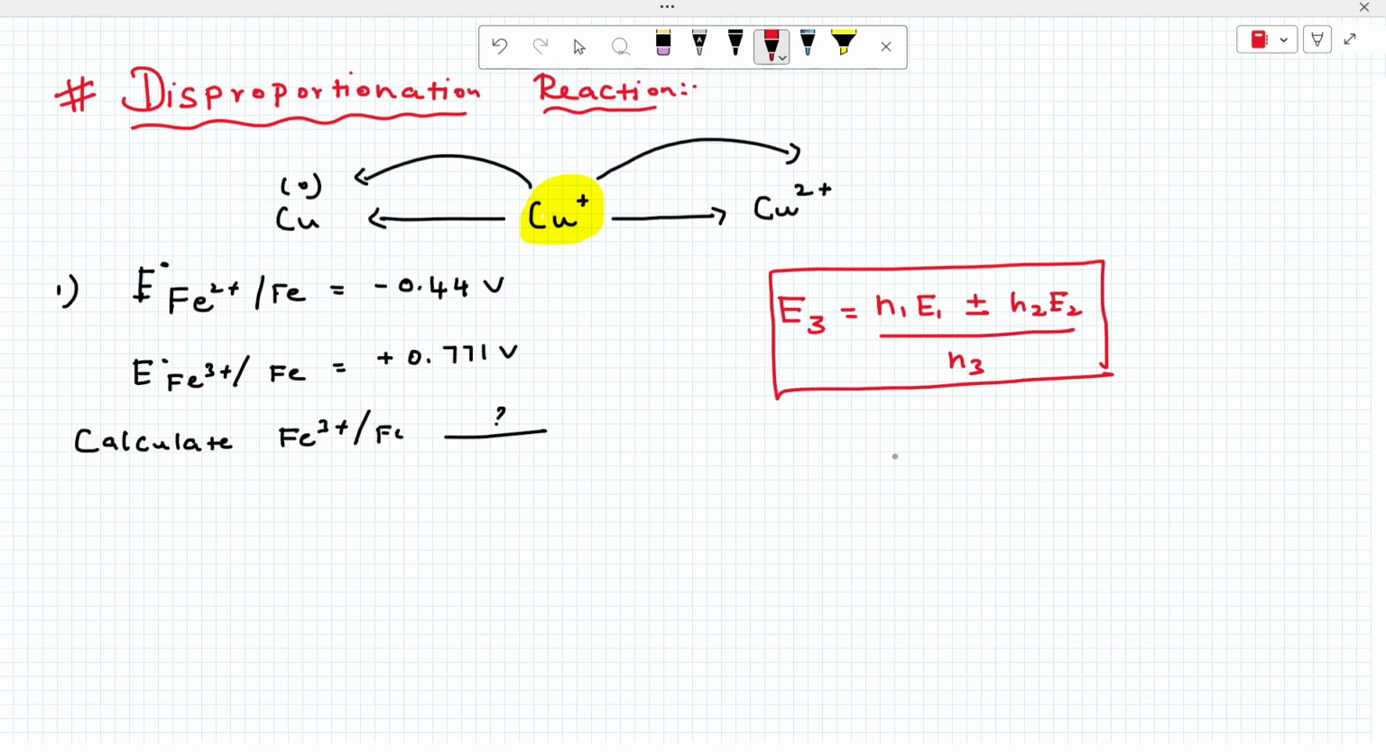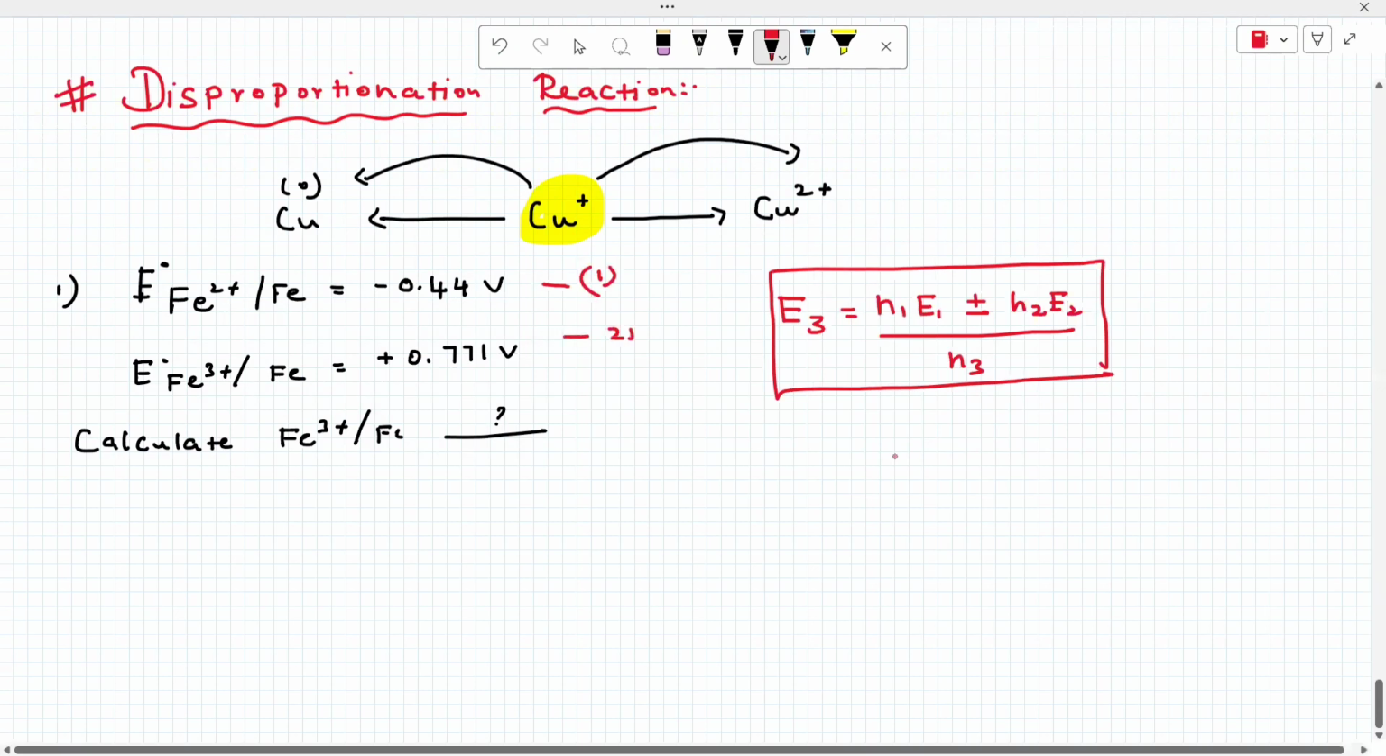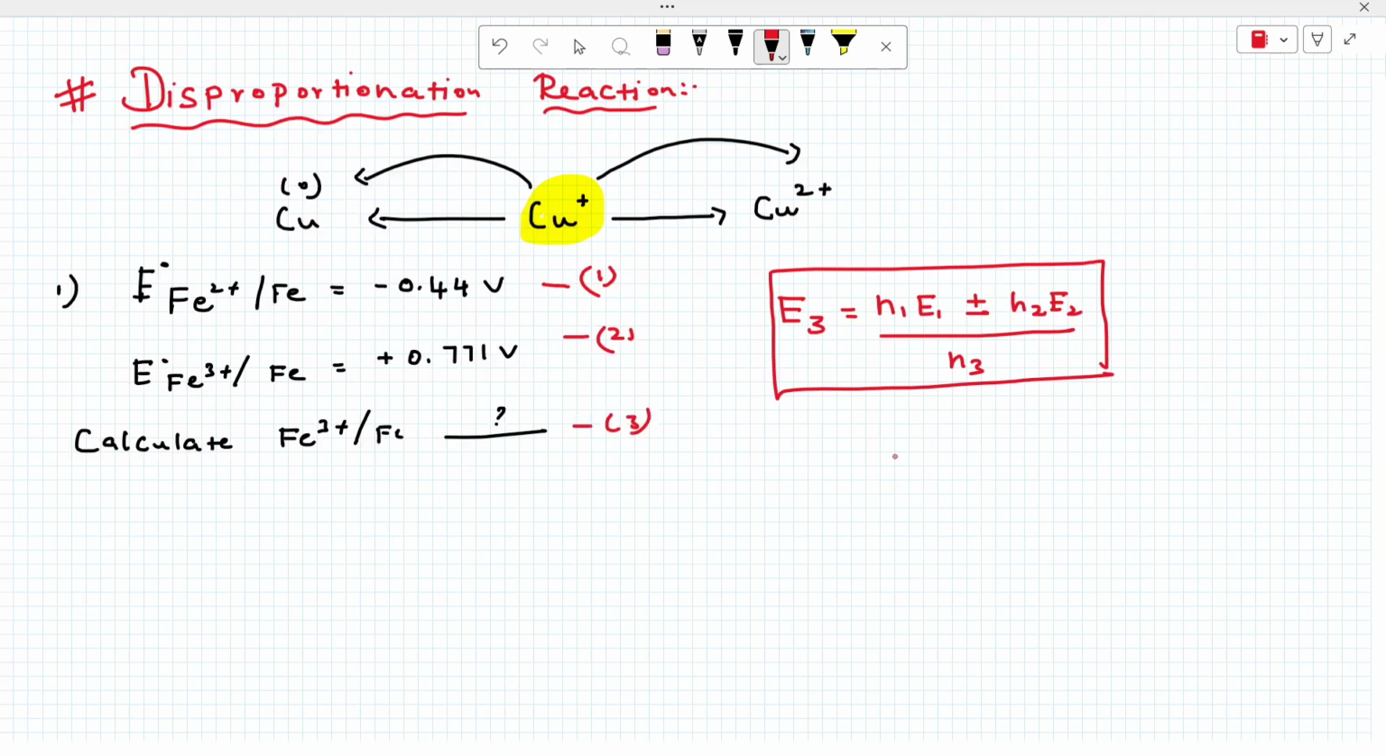This is the first reaction, this is the second reaction, and they are asking for the third reaction. N1 is the number of electrons transferred in the first reaction. N2 is the electrons transferred in the second reaction. E1 is the first cell potential, E2 the second cell potential, and E3 is the one we want.